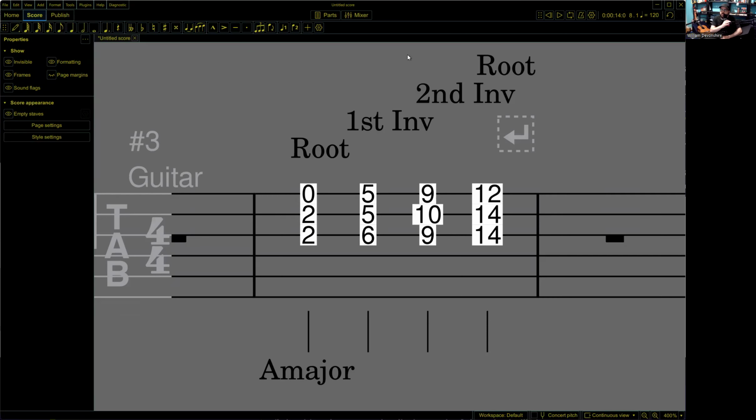All right, so I just wanted to talk a bit about these patterns here. Basically, what we're doing is we're playing an A major chord, but we're playing it in different spots of the guitar. So this is A major. This is A major root position.